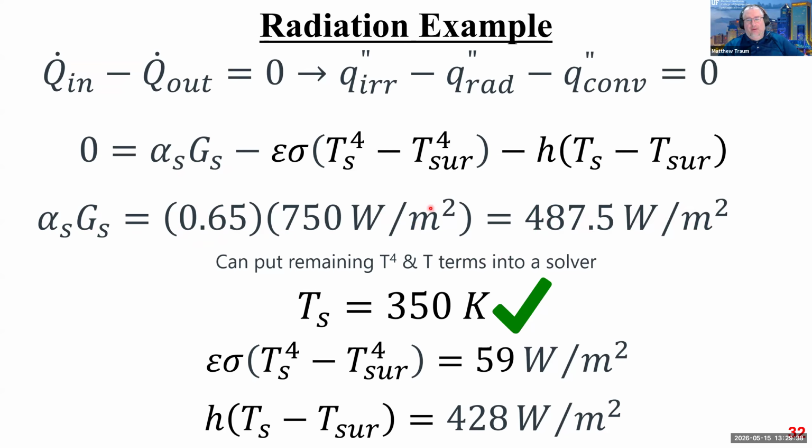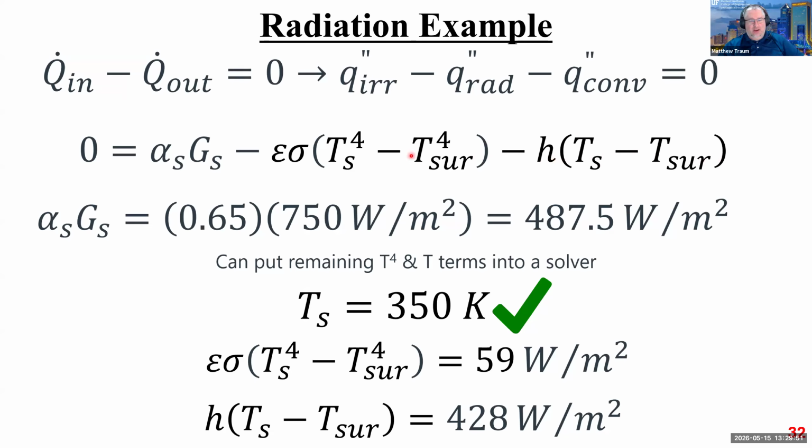I've got a problem now, right? Which is I'm looking for Ts. That's what I'm trying to solve for. I have Ts to the fourth power here. I have Ts raised to no power here. Everything else in the equation I know, right? Emissivity is given. Absorptivity, turns out I didn't need that. Stefan-Boltzmann is a constant. H is given, but T to the fourth and T. So this is a situation where you're going to have to use some sort of solver.